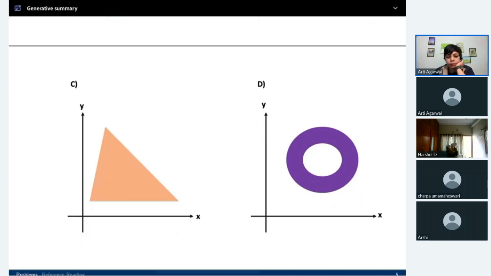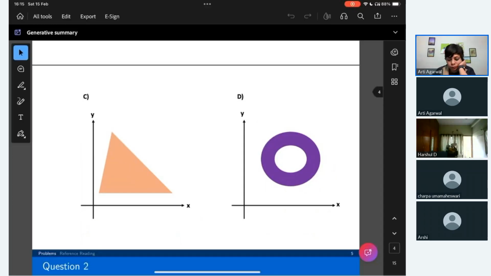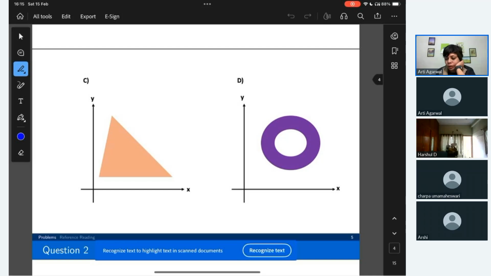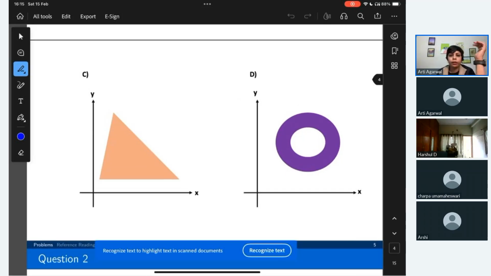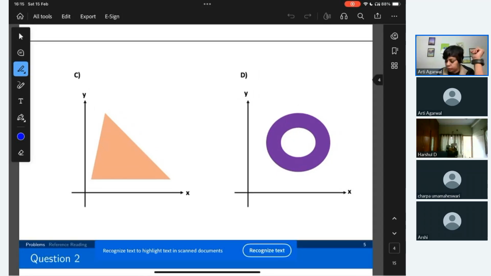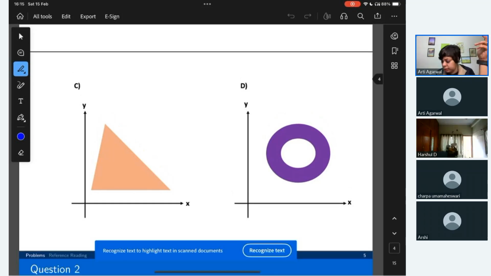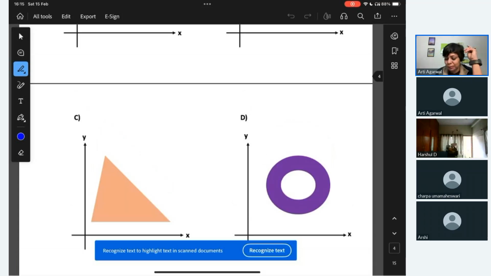So just remember, if you want to check for convexity, there's a very simple thing you need to do. And after, I don't want to recognize text. How do I make this go? Okay, just ignore this pop-up at the bottom.